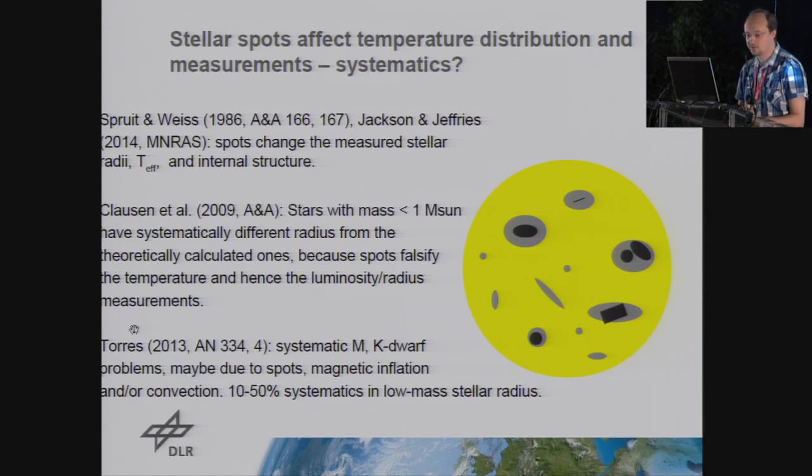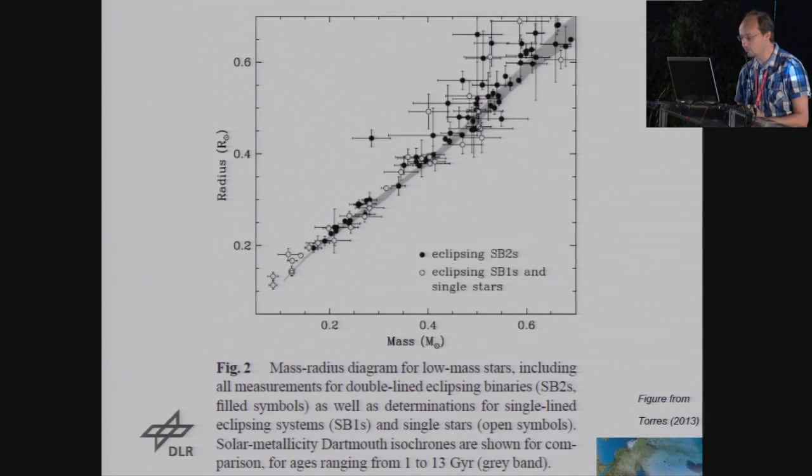And last year, Guillermo Torres had a nice overview about the basic properties of late-type stars, and due to spots, magnetic inflation, or due to the problems in the convection theory, there are 10–50% systematics in the low stellar mass radius. There's a nice figure taken from Torres' paper. Here you can see the mass of the stars and the radius of the stars. These are very good measurements, mostly based on two-line spectroscopic binaries. These are the black points.